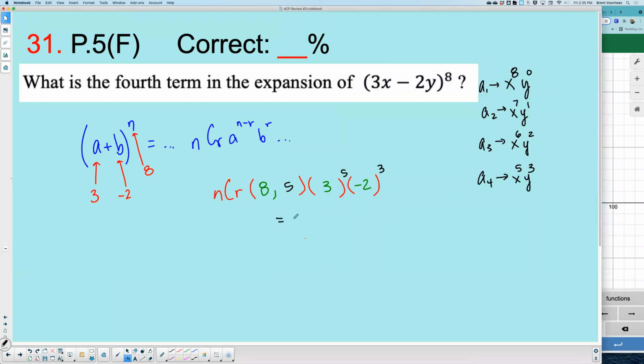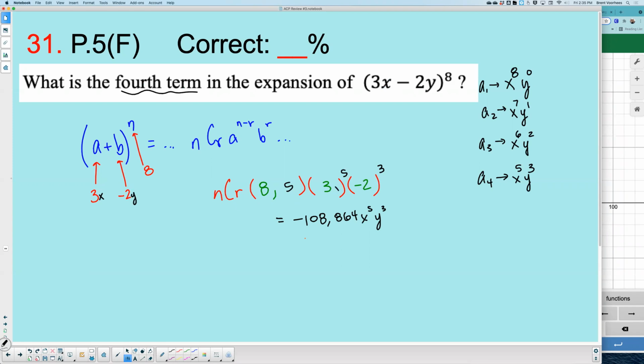-108,864. Now, because it says the fourth term, and by the way, that's why I stopped here at 84. Because it said the fourth term, I would include, it did not say coefficient, but fourth term, I would include the x to the fifth, and the y to the third, because technically speaking, A was 3x and B was -2y.